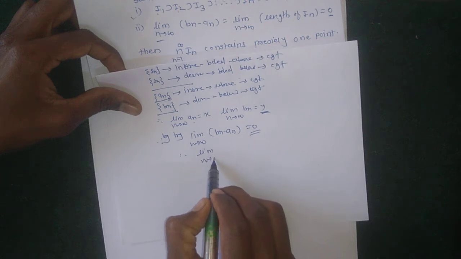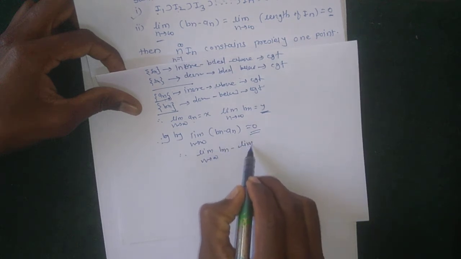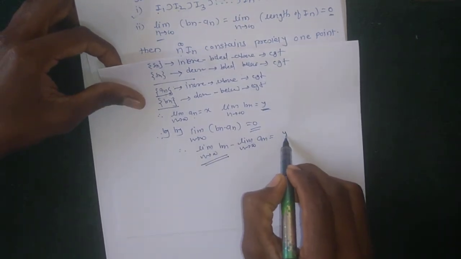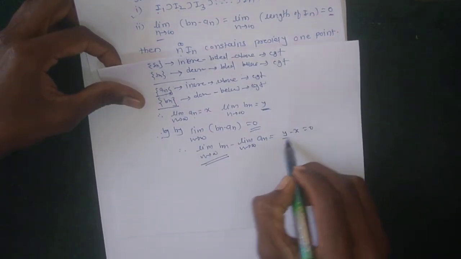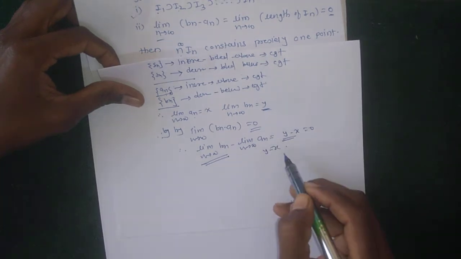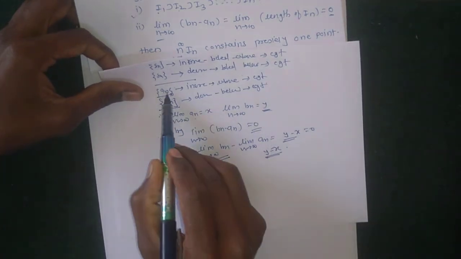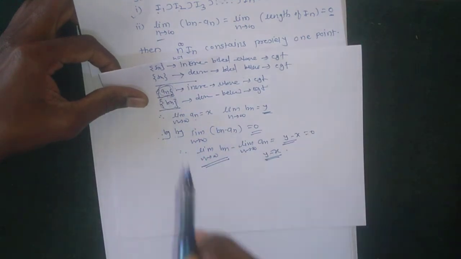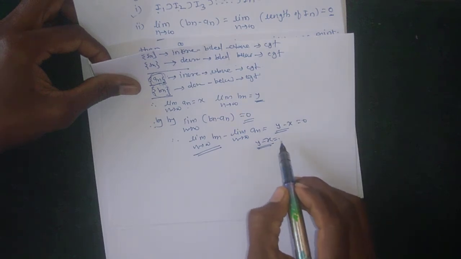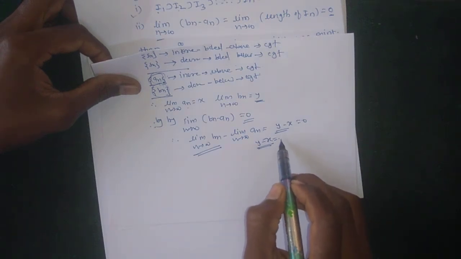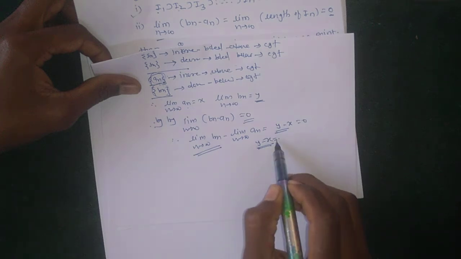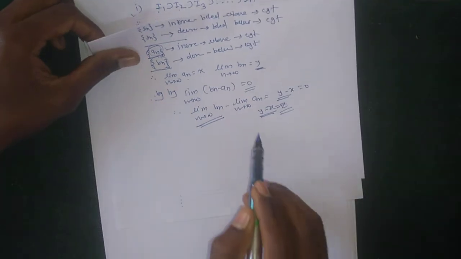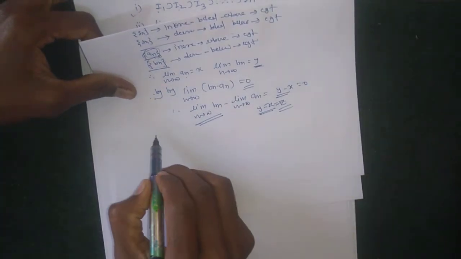Taking limits separately, limit of bn minus limit of an is y minus x, equal to 0, which implies that y is equal to x. That is, sequence an and sequence bn have the same limit, and suppose this common limit is z.